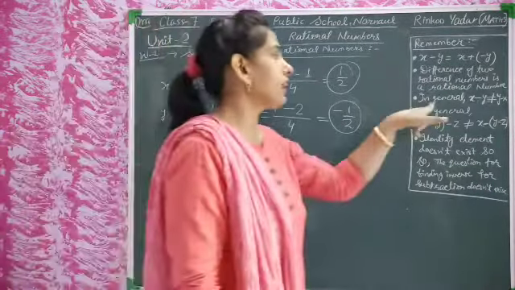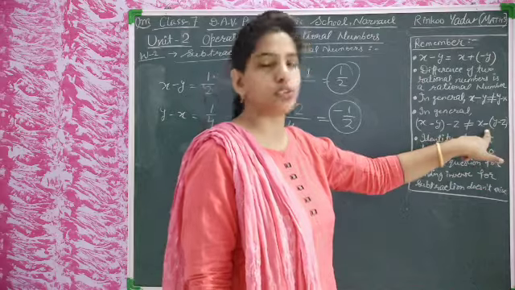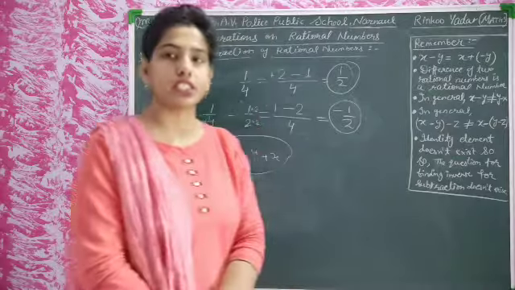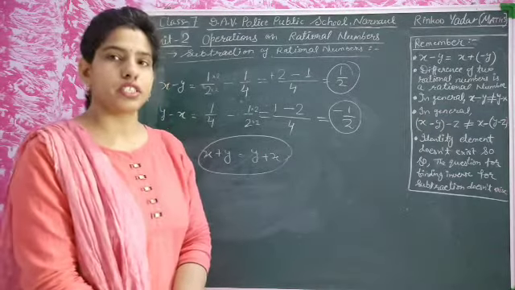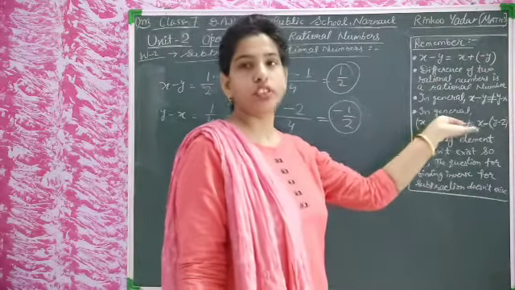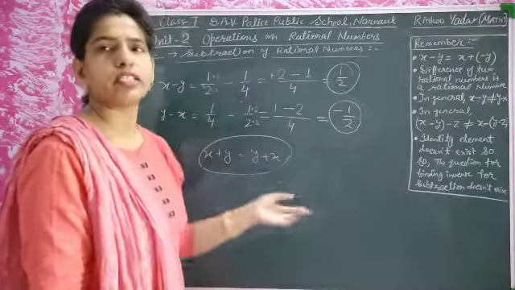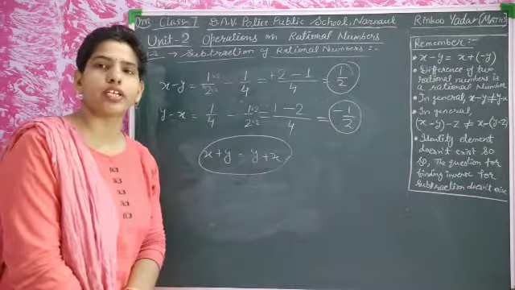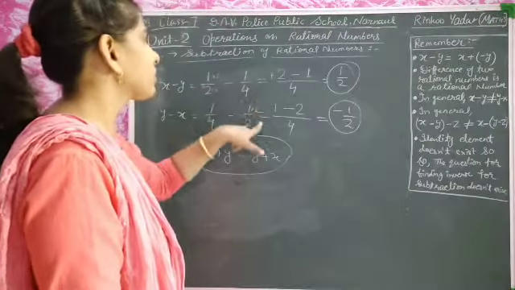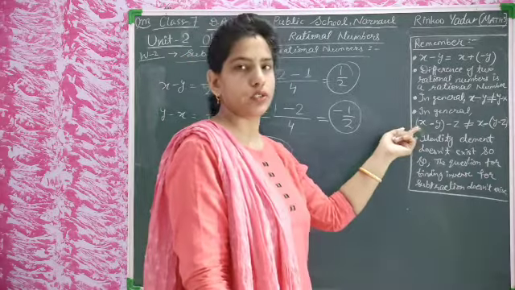Okay, remember it. Now next, x minus y minus z is not equal to x minus y minus z. The order of grouping is changed here, but after changing the grouping, the associative property doesn't hold. Is it clear, students? We have taken the same examples and we show that these properties are also not satisfied here. This is the commutative property and this is the associative property.